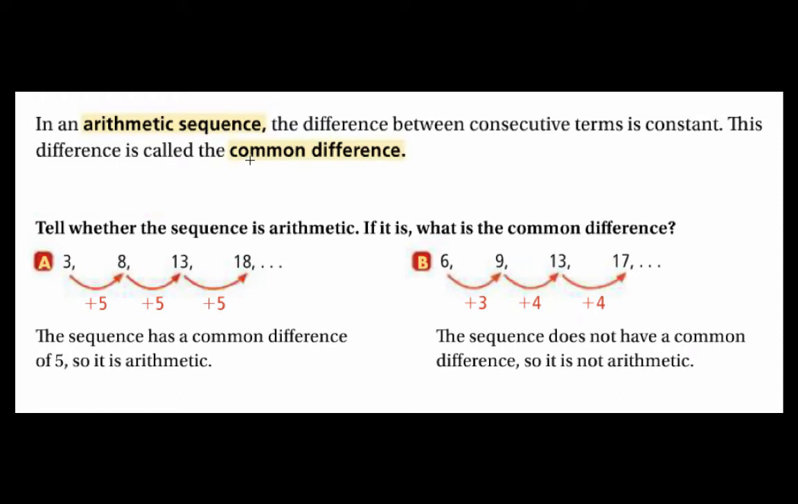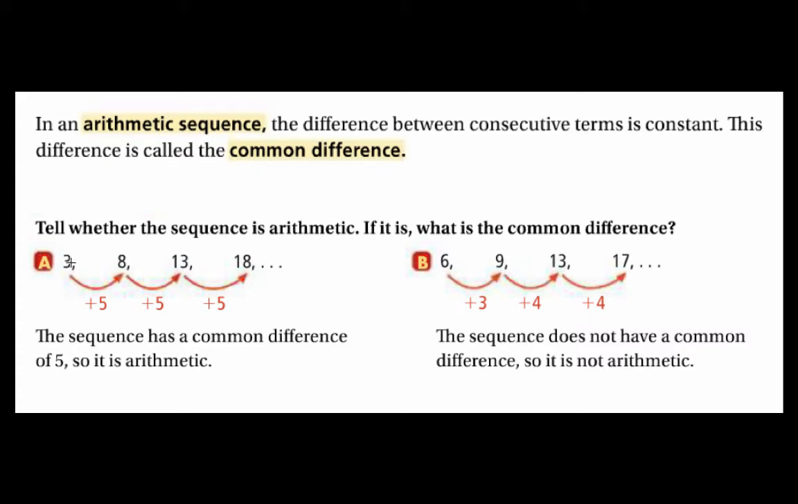In an arithmetic sequence, the difference between consecutive terms is constant. This difference is called the common difference. So in arithmetic, the difference between terms is going to be a constant thing. So tell whether the sequence is arithmetic. If it is, what is the common difference?